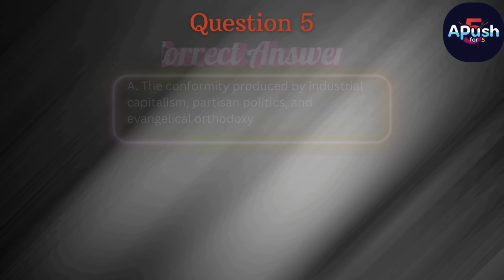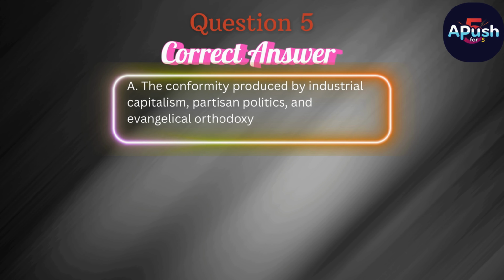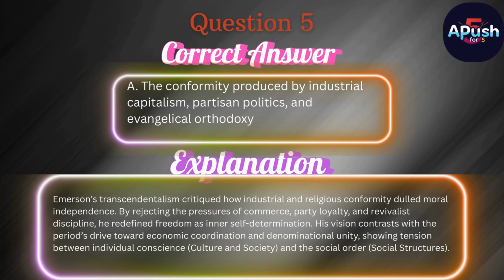The correct answer is A. The conformity produced by industrial capitalism, partisan politics, and evangelical orthodoxy. Emerson's transcendentalism critiqued how industrial and religious conformity dulled moral independence. By rejecting the pressures of commerce, party loyalty, and revivalist discipline, he redefined freedom as inner self-determination. His vision contrasts with the period's drive toward economic coordination and denominational unity, showing tension between individual conscience, culture, and society, and the social order, social structures.